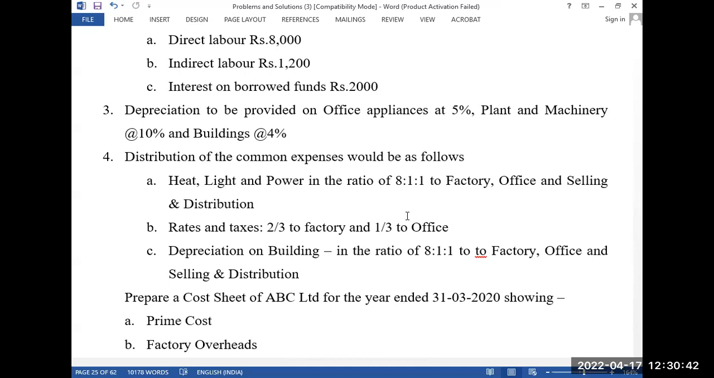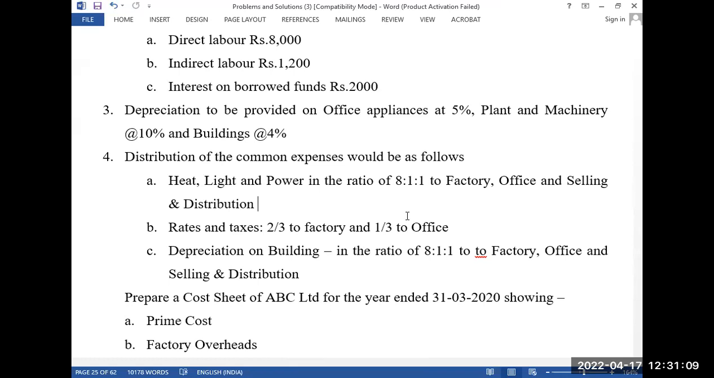That applies for all of the rent and rates and depreciation. It depends upon the ratio given in the question. Suppose rent and rates is given as 2/3 for factory, 1/3 for office. So suppose total rent and rates is 3,000. 2,000 will go to factory and 1,000 will go to office. That is the logic.